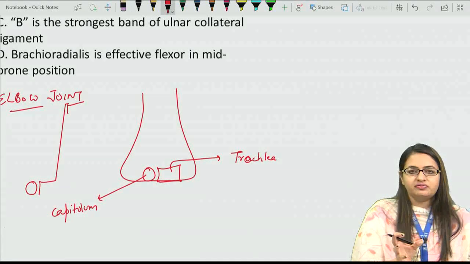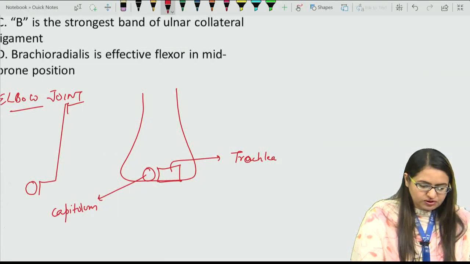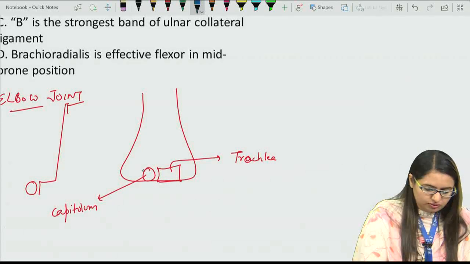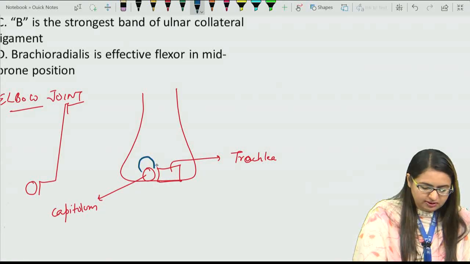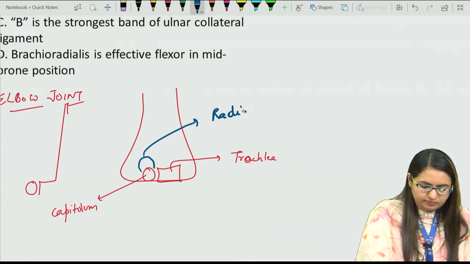Then on either side we have the condyles, the tips of which are termed the epicondyles. Just near the capitulum there is a depression, and this depression is known as the radial fossa. And a depression just adjacent to the trochlea is known as the coronoid fossa.